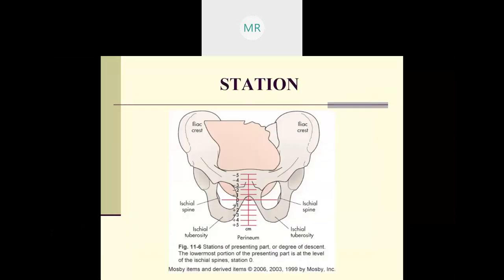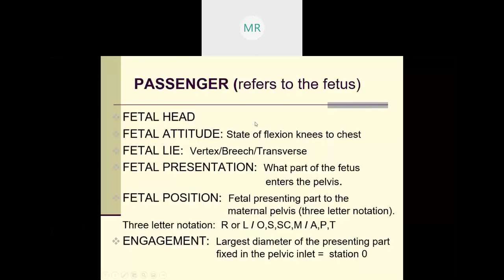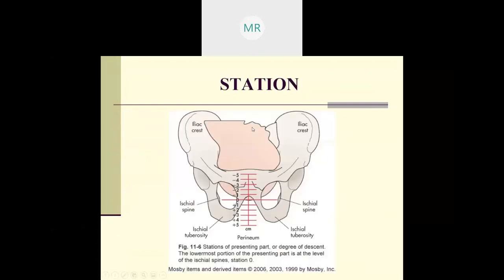Then we talk about the station, so that you can see the baby coming down into that canal. See the baby coming into the pelvic inlet. And this is when we do a sterile vaginal exam. This is what we're going to feel. We get the ischial spines, we see where the baby's head is at, and we know if we're ready for delivery or not. If the baby's descending down at 0 station, the baby's going to be engaged.